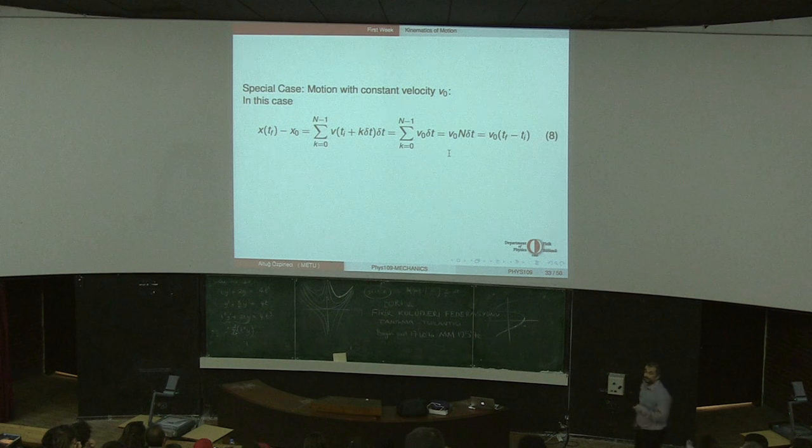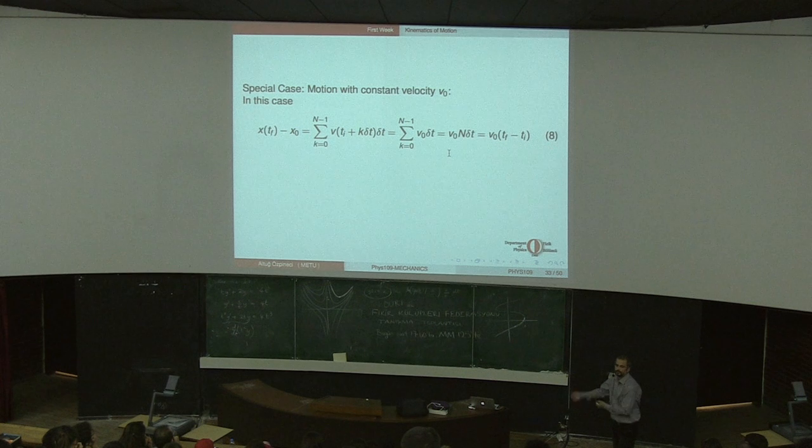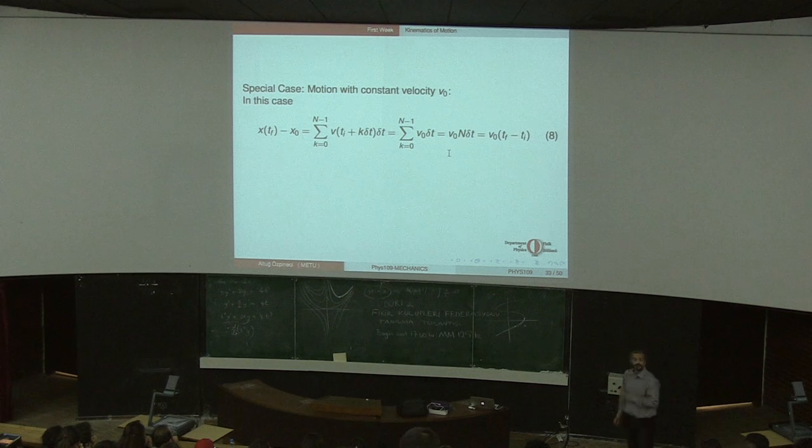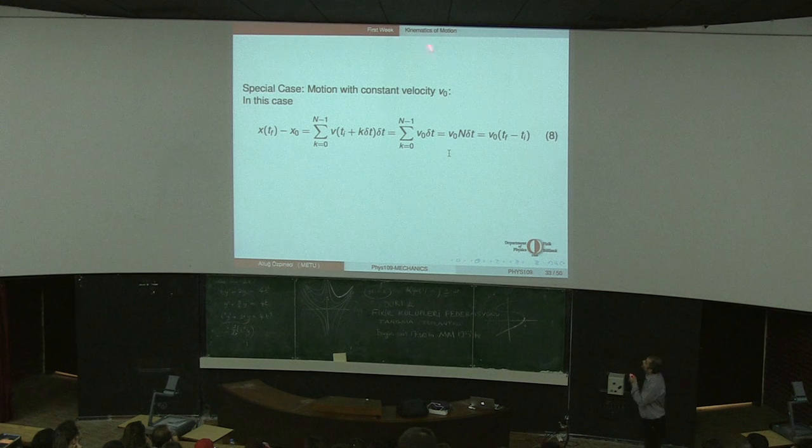Well, we can study a special case if we have motion with constant velocity v0. Well, we already know what the answer is. If an object is moving at a constant velocity v0, the average velocity is v0. From the definition of the average velocity, we could have obtained the position at any time just using the definition of the constant velocity. But let's just see how we obtain it from this summation or integration thing.